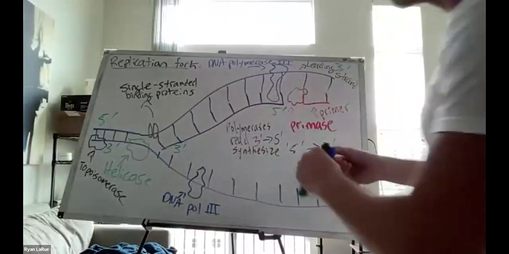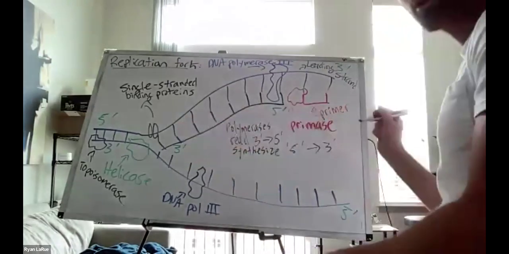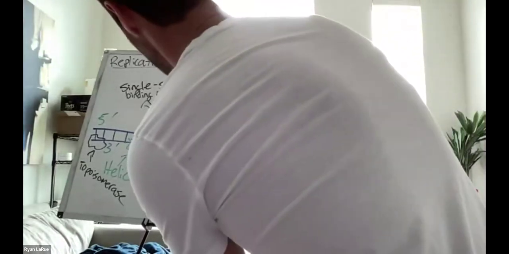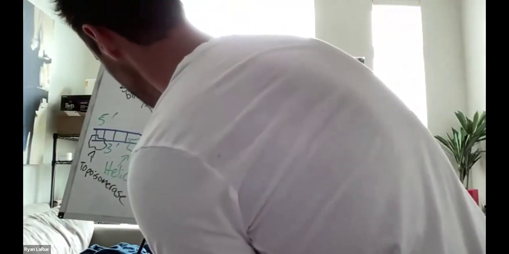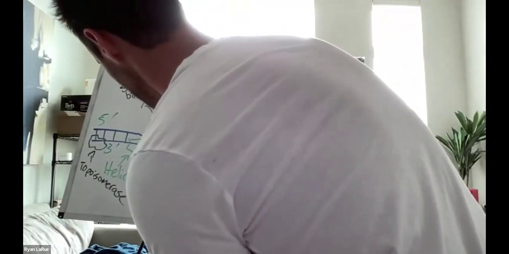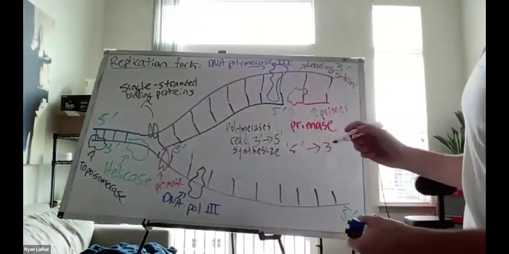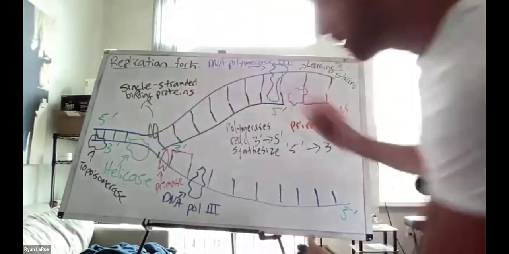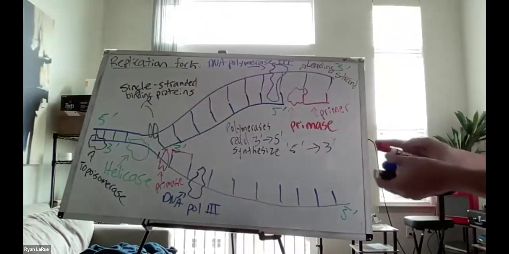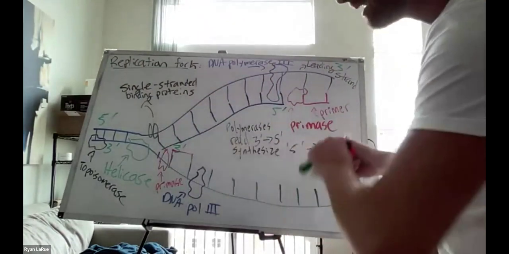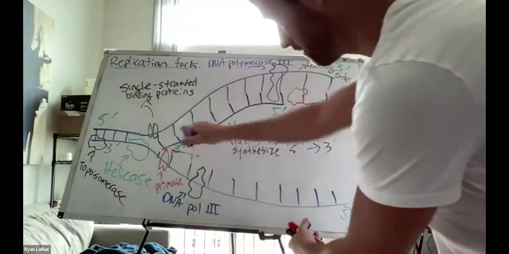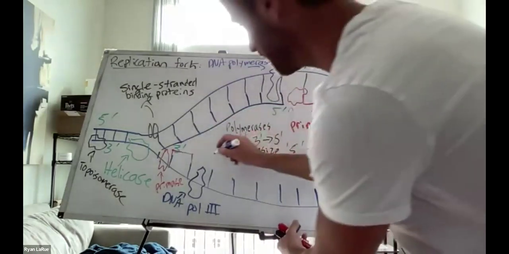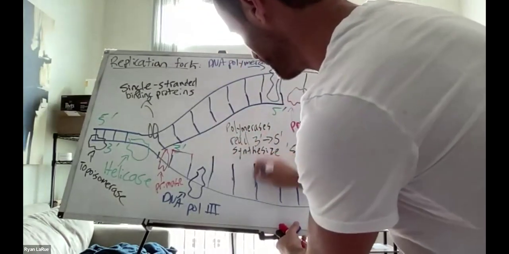So primase would come before DNA Pol because we're going this way. So it would actually do that one. So this is our primase, and it's making this little RNA primer here. And then DNA polymerase can go ahead and work in this direction, synthesizing 5 to 3. Let's add Pol 3 here, okay?